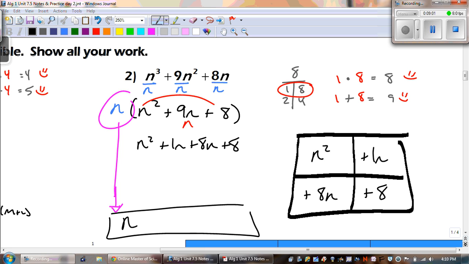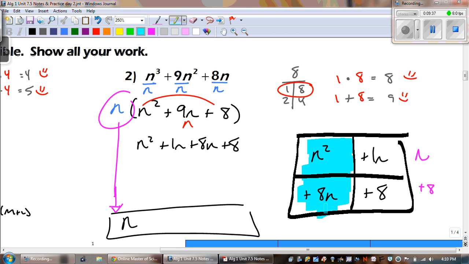So, I split the middle term, and now for this one, I'm going to do the box method. So, when we're doing the box method, we want to look at from left to right, what's the GCF? And from there, we can pull out an n. And now we're going to look at the GCF of the bottom, left to right. And the GCF of the bottom is a positive 8. All right, now let's go top to bottom. What's the GCF of the left? And the GCF of the left is just an n.